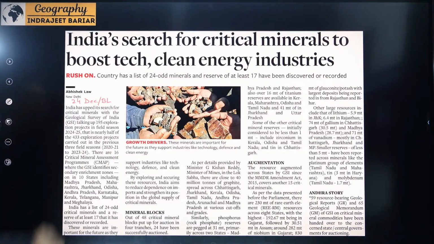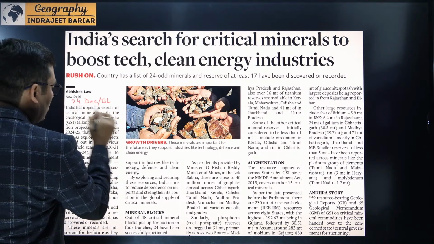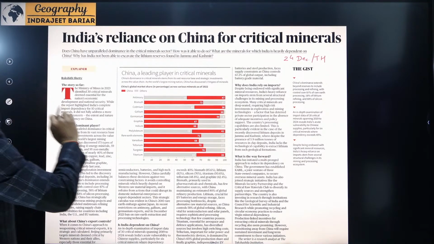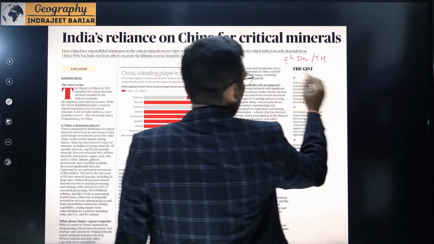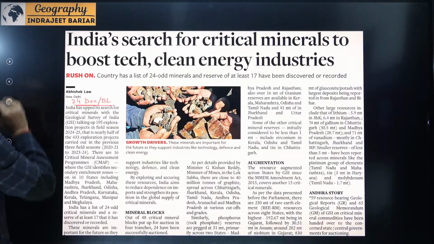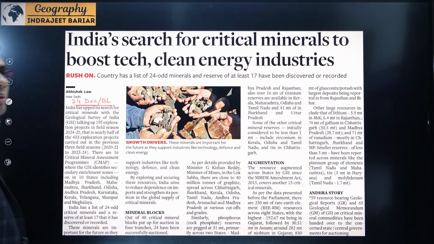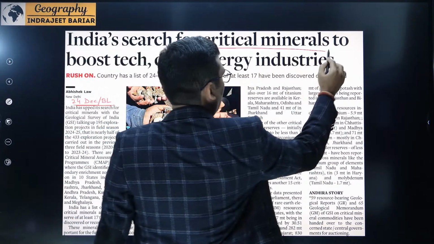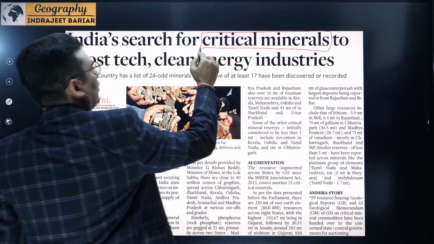Then we come to the next news, which is a very major news that came this week. It was in the Business Line, and The Hindu also covered it on 24th December. Both of these news items, from 24th December, majorly dealt with critical minerals.